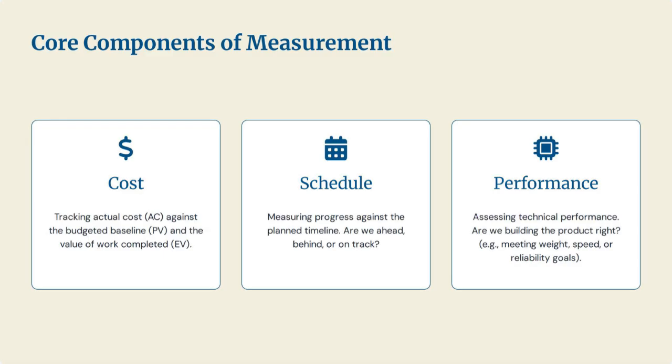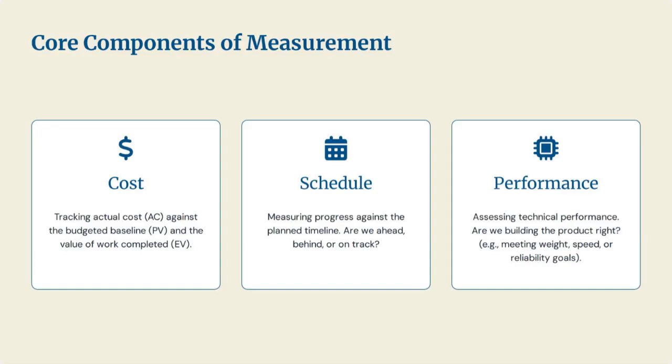When discussing measuring a project, what is actually being measured? It boils down to three core components. First, cost. This is the most obvious. The actual cost, AC, is tracked against the budgeted baseline, plan value, or PV, and compared to the value of the work actually finished, earned value, or EV.